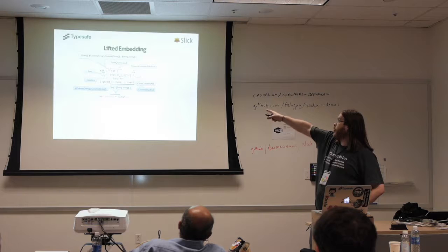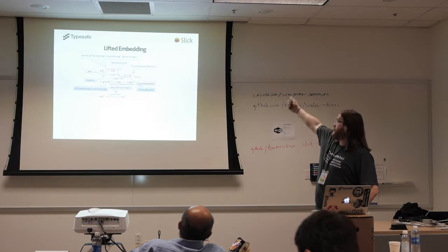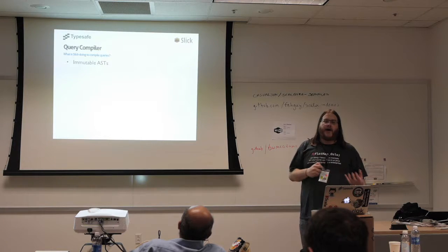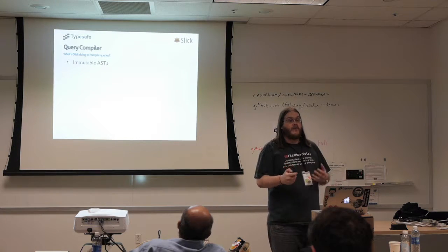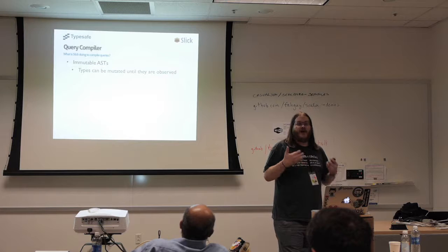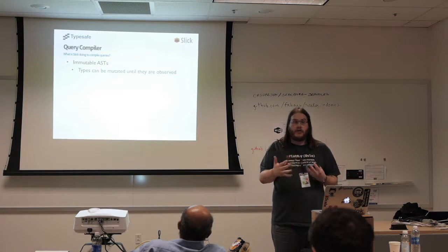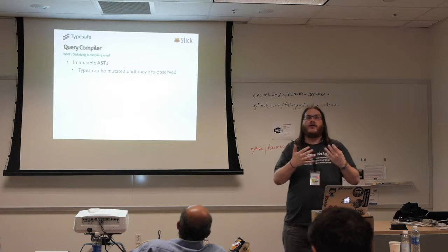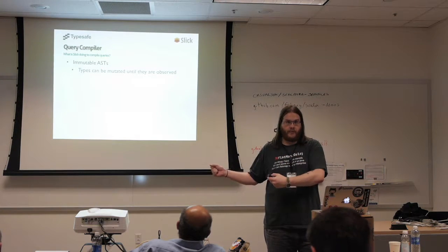And ultimately, we get a query of column of string, which returns a string of string. So what is Slick doing to compile queries? First of all, we have immutable ASTs. These are types that can be mutated until they're observed. So you have the ability to manipulate them until you try to use them.